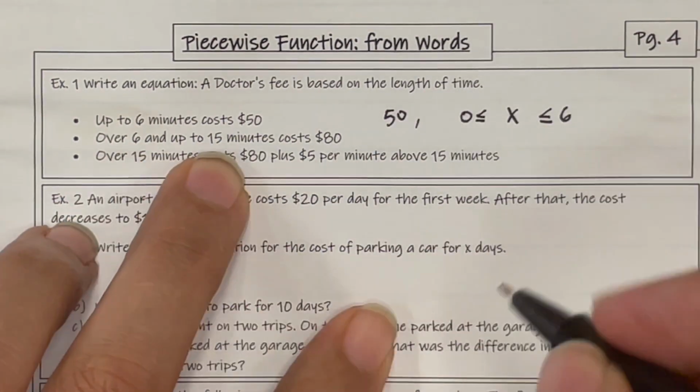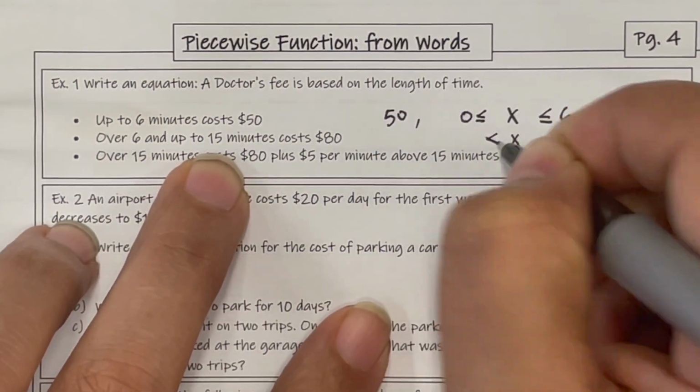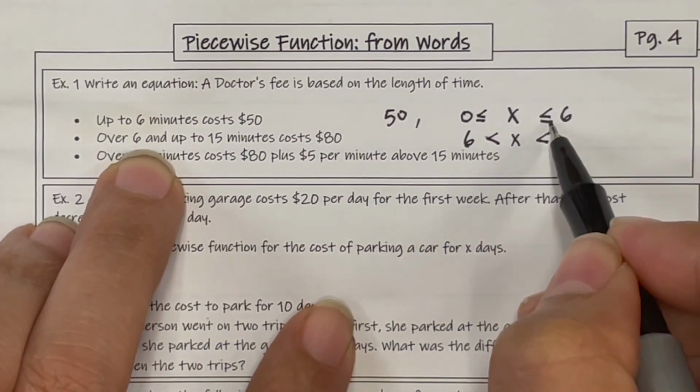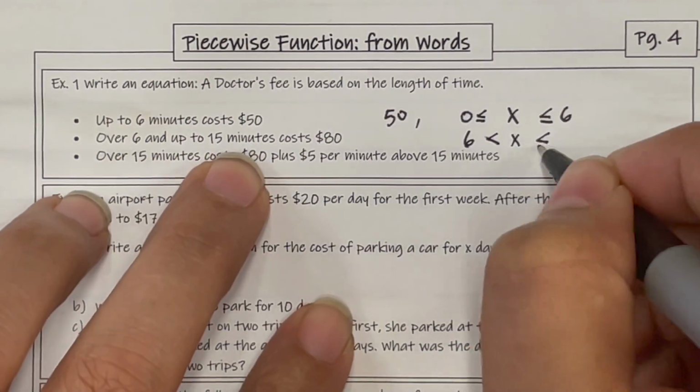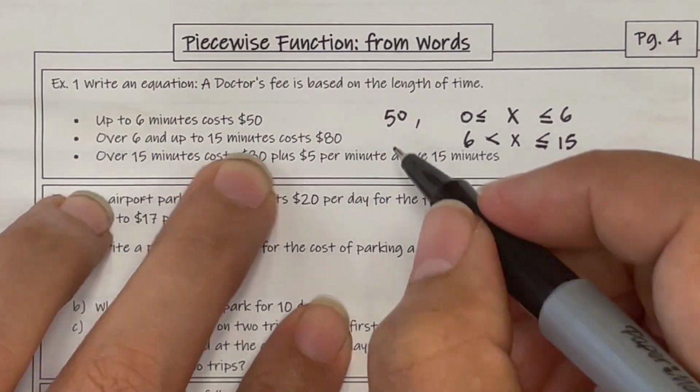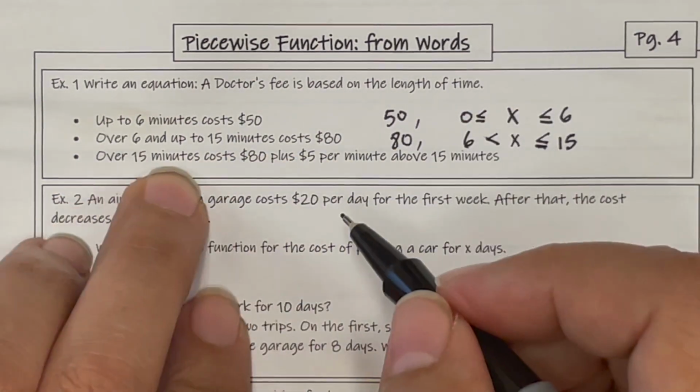All right, over 6 and up to 15. So we need greater than 6, but up to and including 15. So that's going to be including 15 from 6. So x is between 6 and 15, including 15.